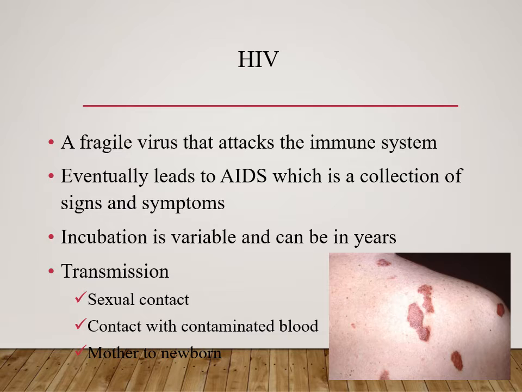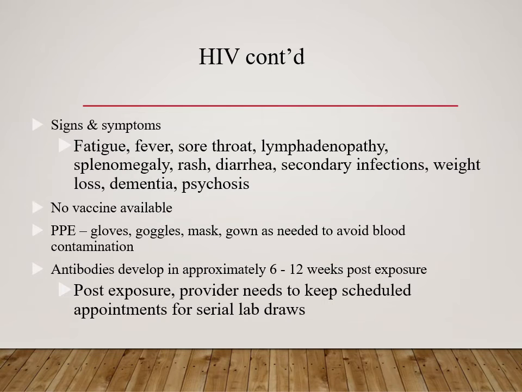HIV. HIV is a fragile virus that attacks the immune system. Eventually it leads to AIDS, which is a collection of signs and symptoms. The incubation is variable and can be years. Transmission. It is transmitted by sexual contact, contact with contaminated blood, and mother to newborn. Signs and symptoms can include fever, fatigue, sore throat, rash, diarrhea, weight loss, dementia, and psychosis.